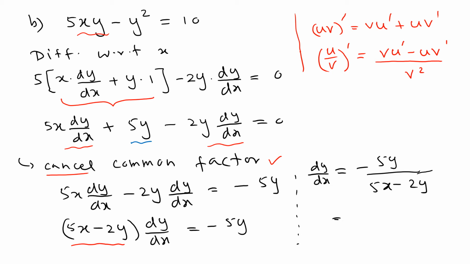I mean, there's nothing wrong with this one, but you can see there are two negative signs. If you multiply the top and bottom by negative, you can write this with fewer negative signs. So I can multiply top and bottom by negative, and you're going to get 5y over 2y minus 5x. That is much better than the previous one, so we'll write it like that. Okay, let's look at the next one.